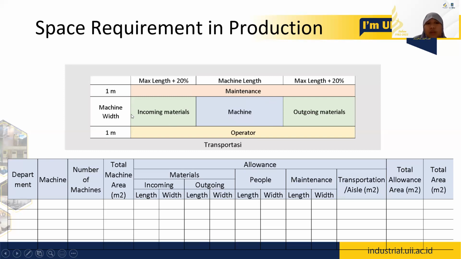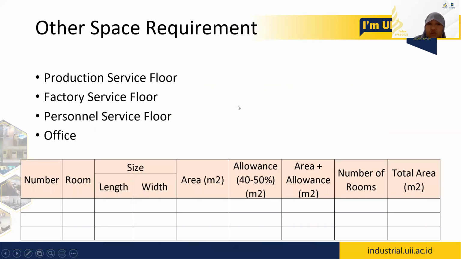Okay, and how much is the incoming materials length? It's going to be the maximum length of all the products that are made in this machine plus 20% of it. It's the same with the outgoing material. Okay, once you create something like this, then you can put it here on the table to find out the total area needed for all the machinery in the different departments that you have.